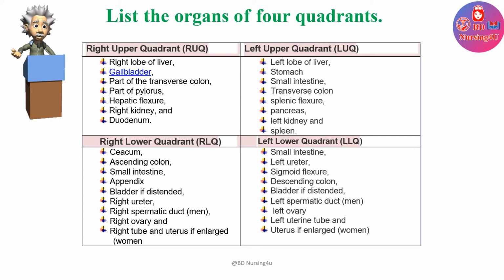Right lower quadrant, RLQ: cecum, ascending colon, small intestine, appendix, bladder if distended, right ureter, right spermatic duct for men, right ovary for women, right tube and uterus if enlarged for women.